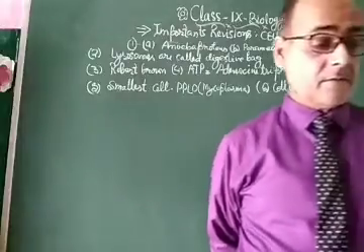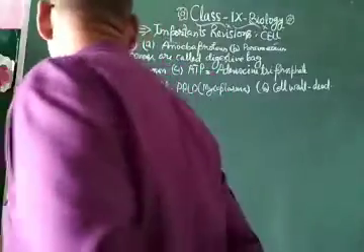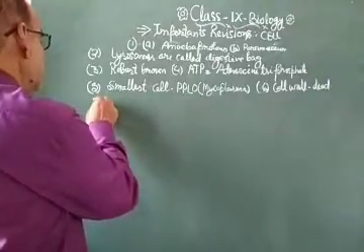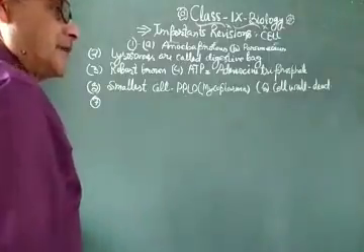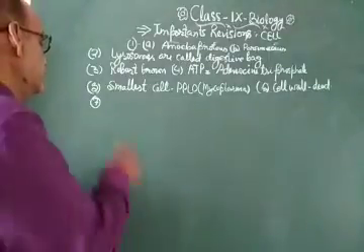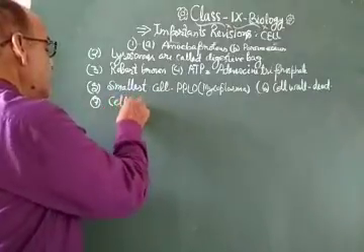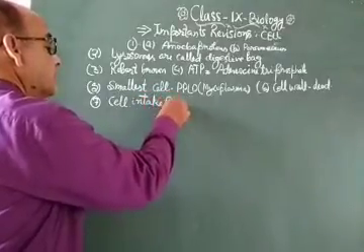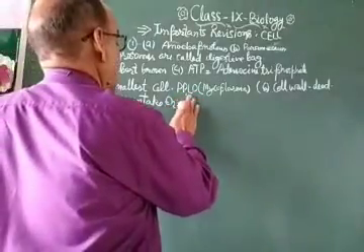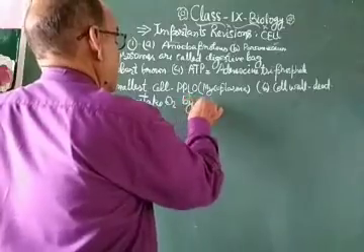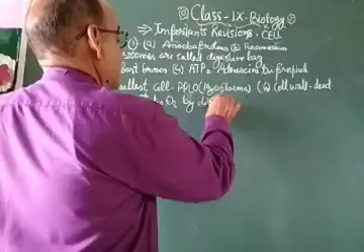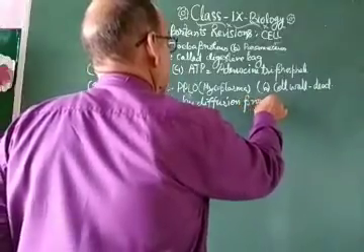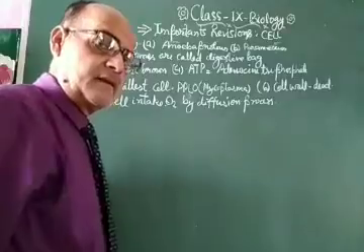How does the cell intake oxygen? My dear students, the cell takes in oxygen during respiration. The cell intakes oxygen by diffusion. This is a gas, and it gets diffused into the cell.